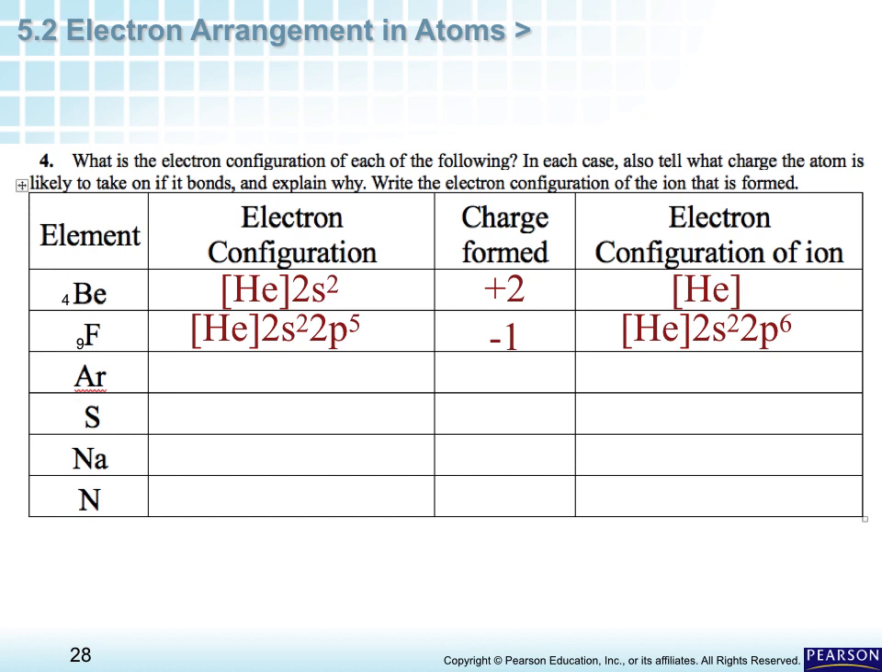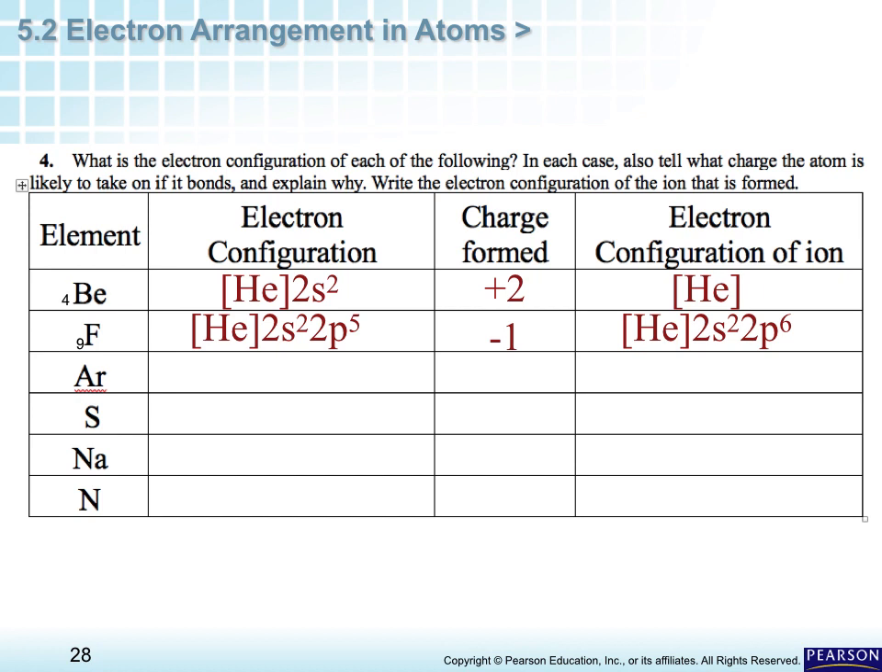Now, if you're trying to figure out how you are getting this charge: fluorine has 9 protons. As an atom, it has 9 electrons. But as an ion, it has the same number of electrons as number 10, which is 10 electrons. 9 minus 10 is -1.